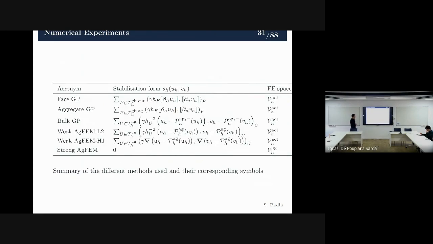And then we started comparing the different algorithms. Here, this is the face-based ghost penalty that I introduced before, in which you penalize the normal component of derivatives. This is the one that's based on aggregates that I also introduced before. And these are the weak versions of AggFEM. I'm not going to talk about this one. We don't care about this one. With regard to the finite element spaces, all these methods here are adding a stabilization, so they are working with the original finite element space in the active mesh. While the last one is the strong AggFEM method, in which we have no stabilization, but we solve our problem in a subspace of this one, for which we know that we have the required properties, these extensions.